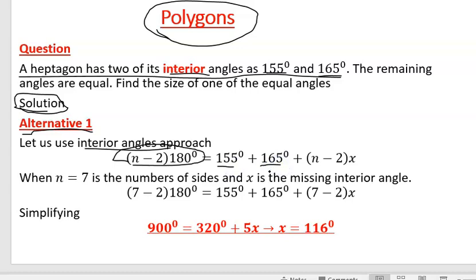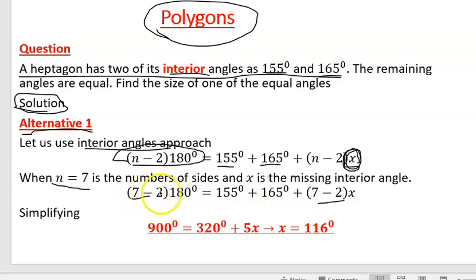But because we have taken 2, we take n minus 2, because we already have the two interior angles here. So we are going to have n minus 2 multiplied by the size of the remaining interior angle, which is x. By expanding this and recalling that n is 7, we can easily get the value of x, which is the missing interior angle. I'll substitute in 7 where n is, and then I'll expand it and simplify.